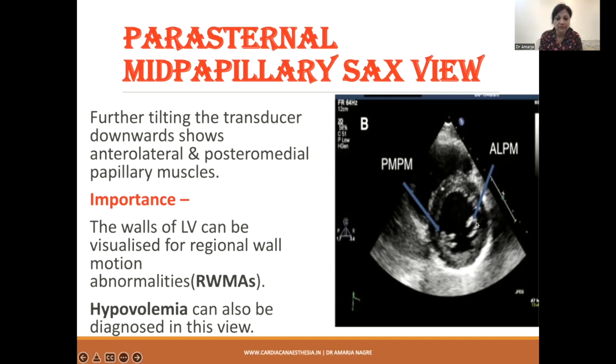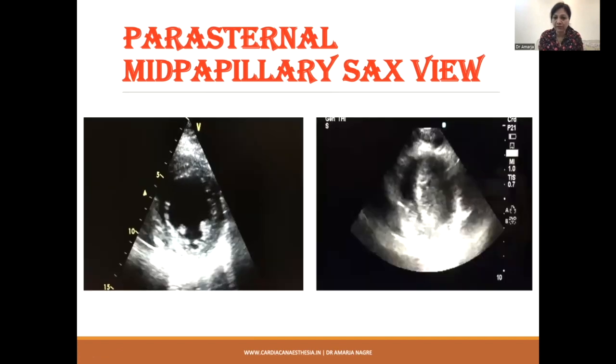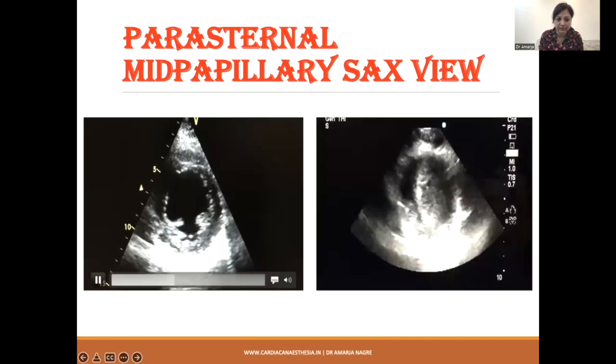This view also tells us something important, which is known as the kissing papillary muscle sign. These papillary muscles come together when they are contracting. That's called the kissing papillary muscle sign. It is pathognomonic of hypovolemia, and fluid resuscitation has to be done in this.